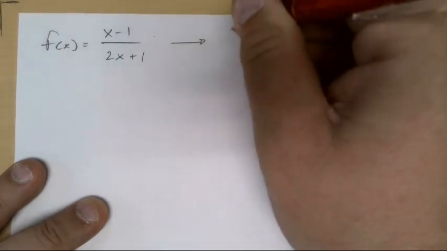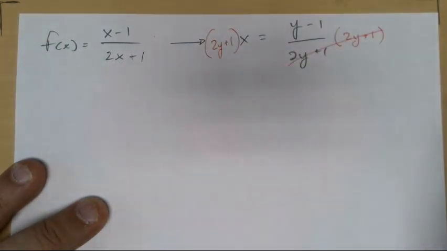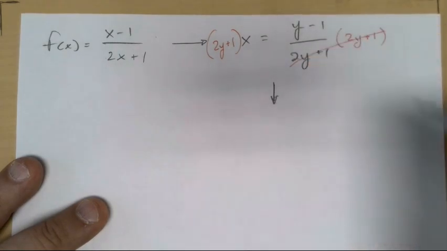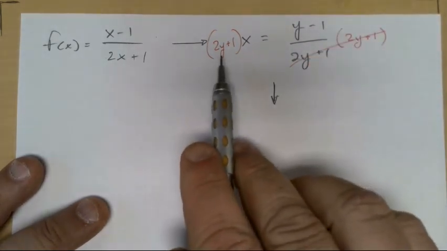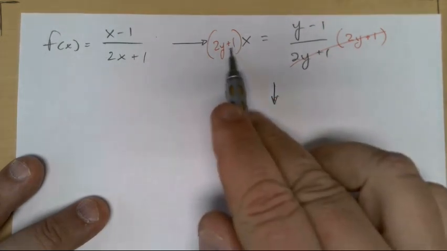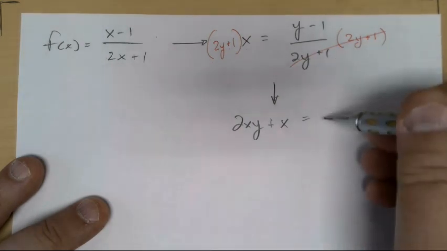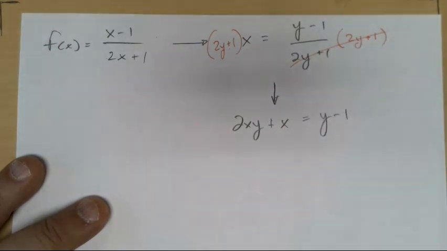Remember, when you are finding inverses with rationals, you are always going to multiply by the denominator. It's always going to be the way it works. And that's almost always going to have two variables like this. 2y times x, that's 2xy. And 1 times x, that's plus x. Equals, that cancels, and I get y minus 1.